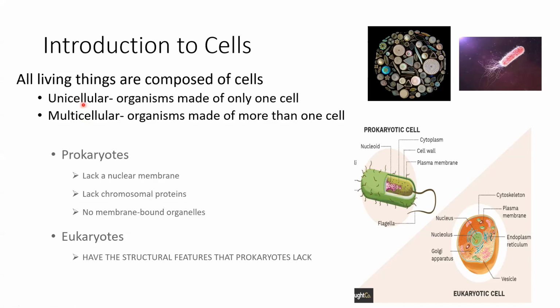Unicellular can come from both prokaryotes as well as eukaryotes. So an example of a unicellular prokaryote would be bacteria. And I have an image here. This is Pseudomonas bacteria. So this is an example of a unicellular prokaryote. And this is an example of a unicellular eukaryote. And this is a diatom.